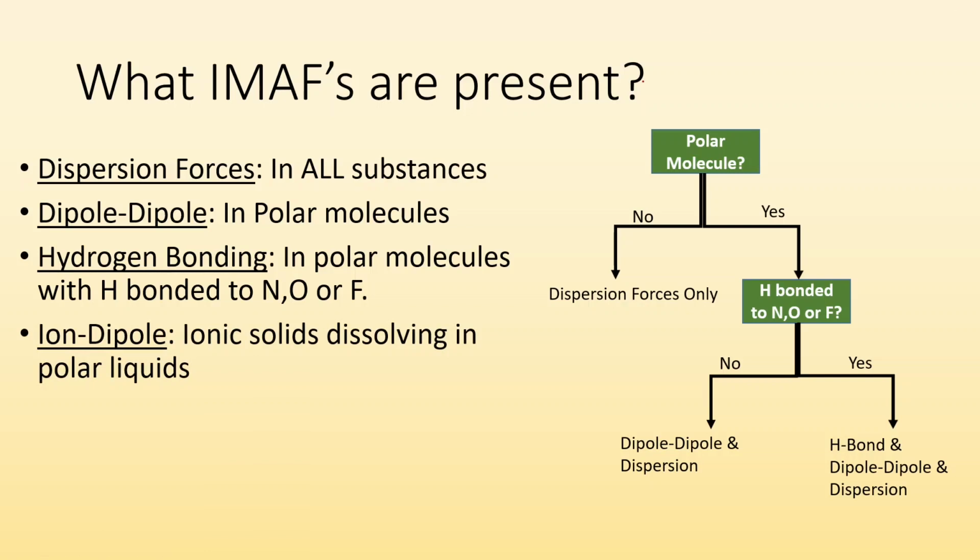So there's like kind of this little flow chart that I find helpful. First question, is it a polar molecule? And if no, then you only have dispersion forces. If so, you got to then ask, hey, is there hydrogen bonded to N, O, or F? If not, then it's just dipole and dispersion. And if it's yes, then it's got those three.